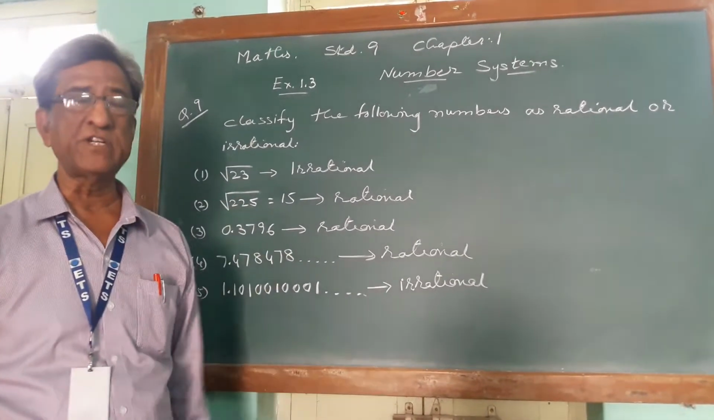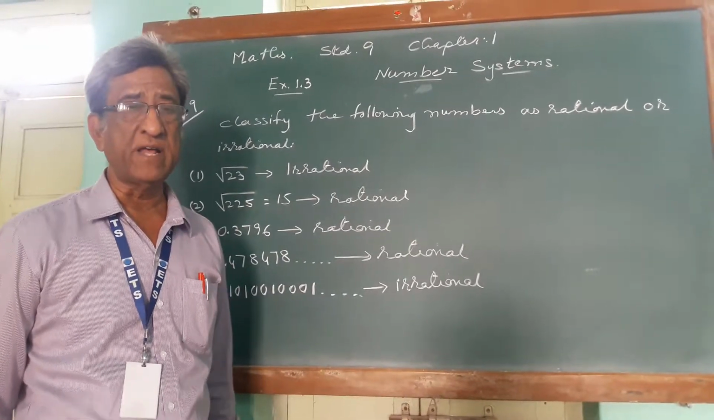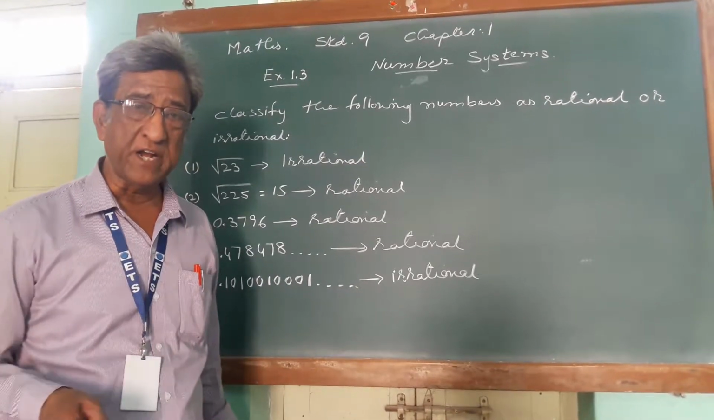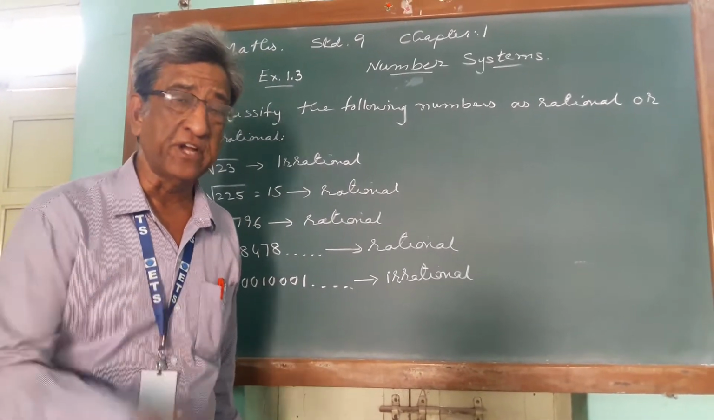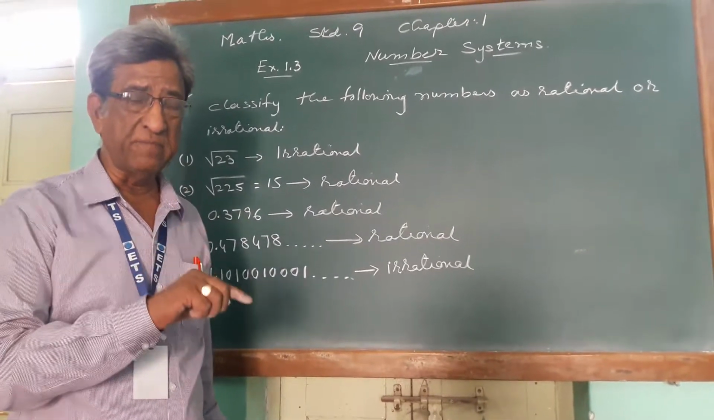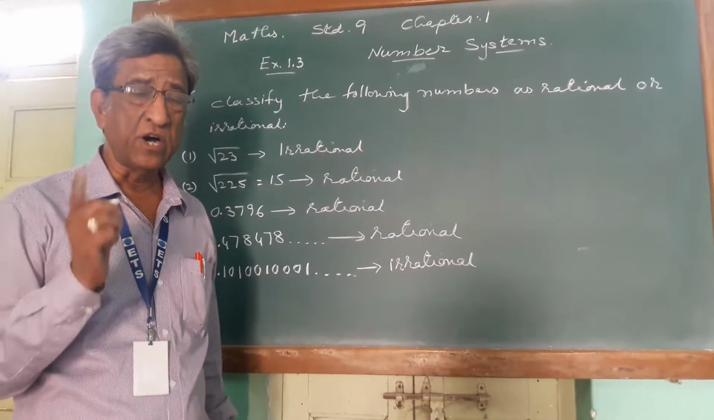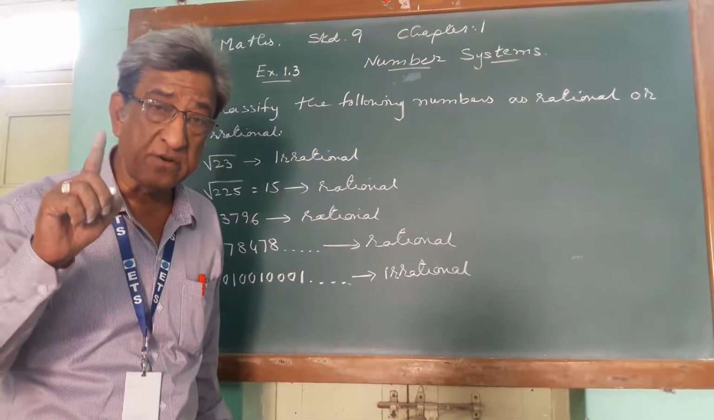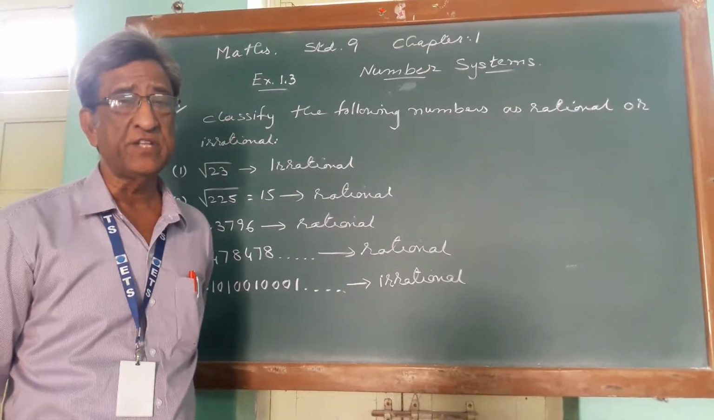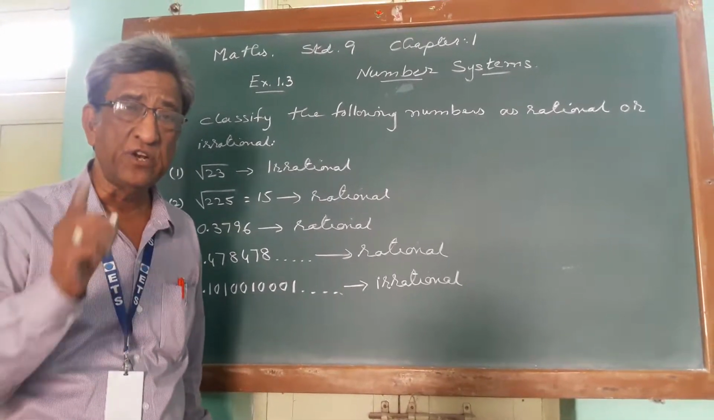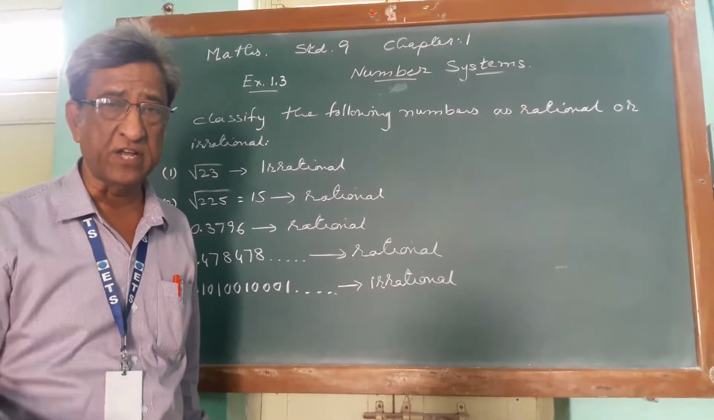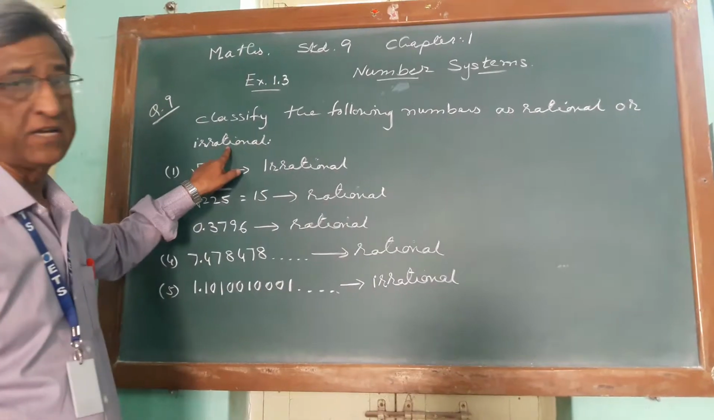Earlier we have studied that a rational number can be expressed in terminating decimal form or non-terminating but recurring decimal form. And those which cannot be expressed this way, meaning those which are non-terminating, non-recurring, will be irrational numbers.